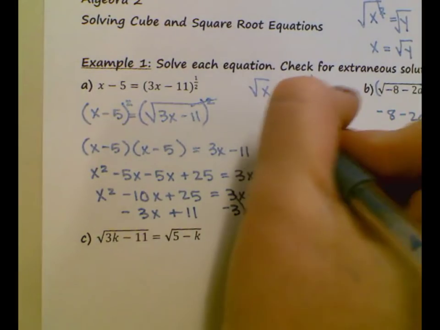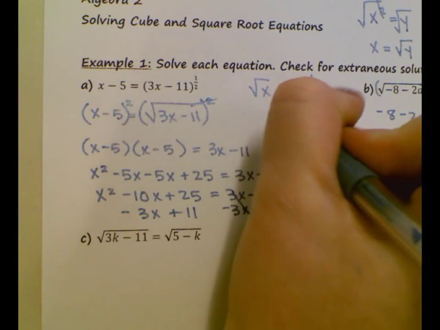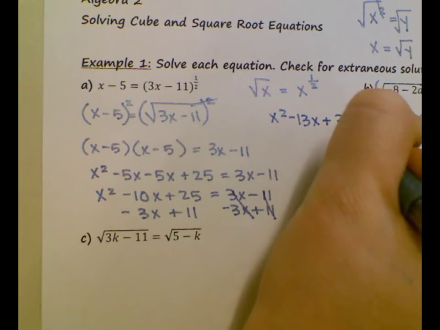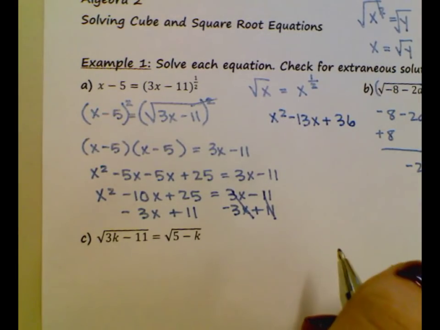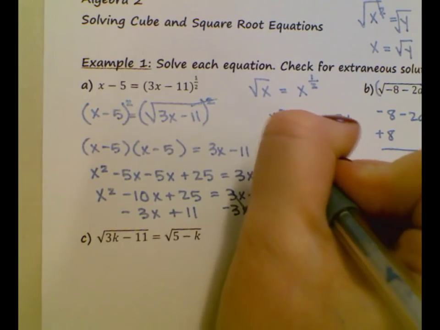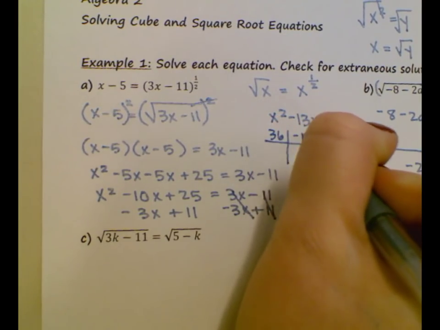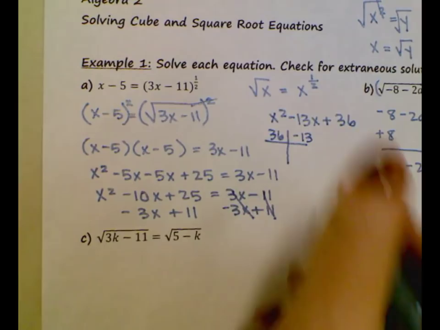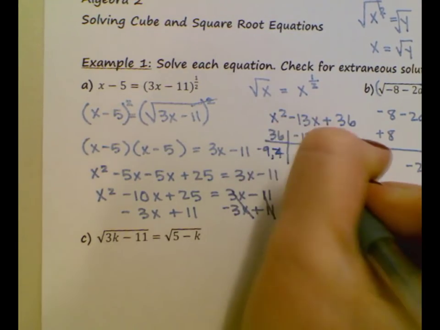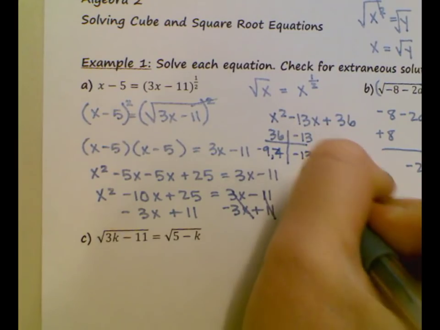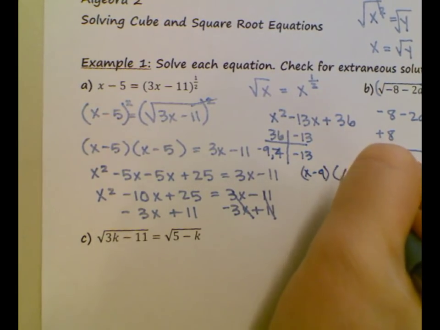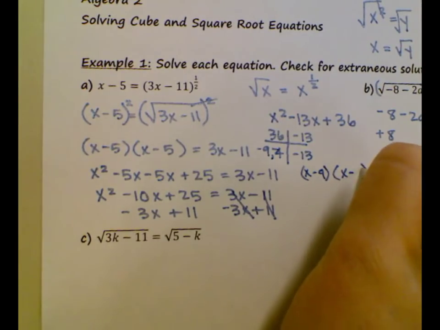So now let's rewrite it. I'm going to rewrite it up here. X squared minus 13x plus 36. So again, we know we are going to factor, so I'm going to go ahead and get my chart going. 36 on this side, negative 13 on this side. So let's do a little 9 and 4. Probably both negative. Go ahead and get your parentheses. X minus 9, X minus 4.